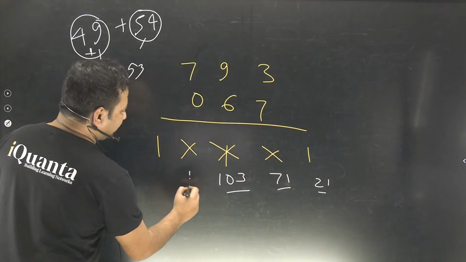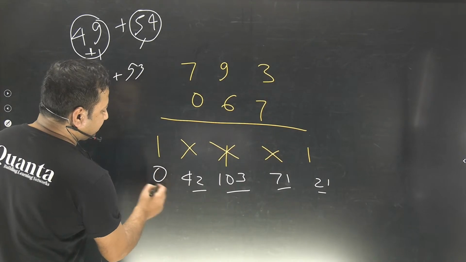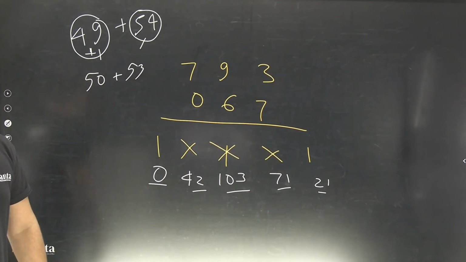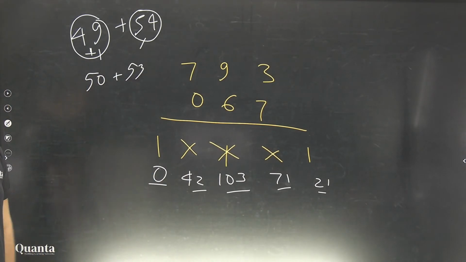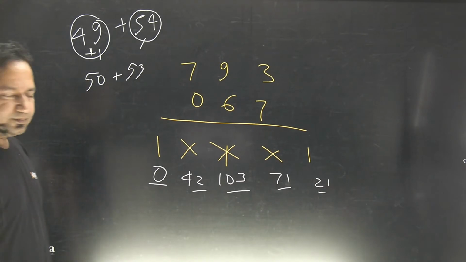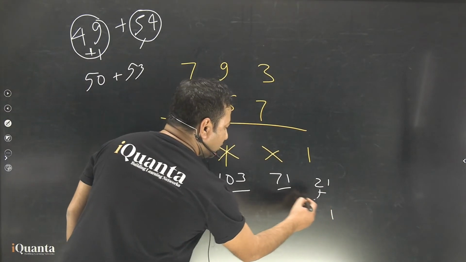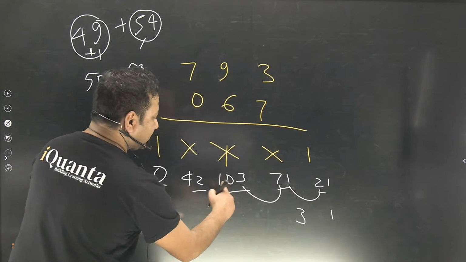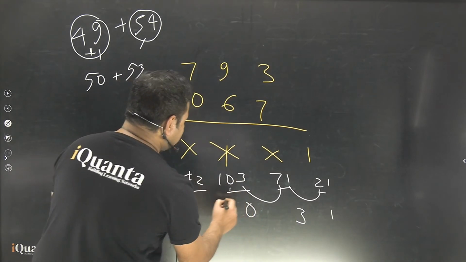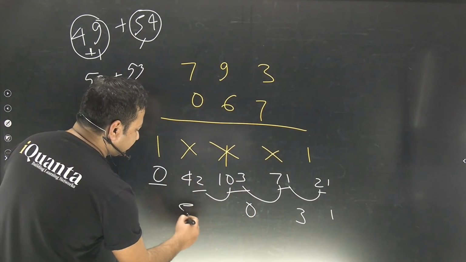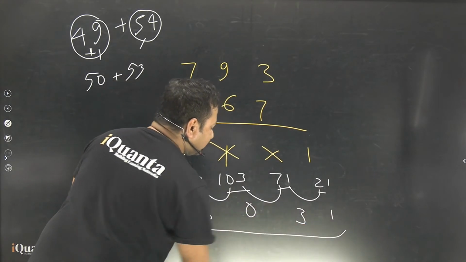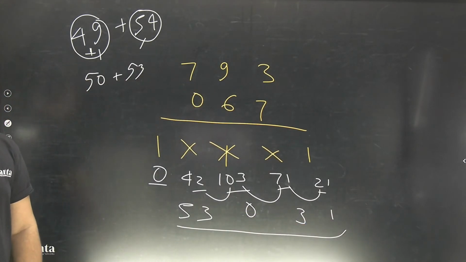7 6s are 42. 7 0s are 0. Same thing, Shweta? Very good. That's the best way. 1 remains, 2 goes here. 3 remains, 7 goes here. 110. 0 remains, 11 goes here. 53. This has to be our answer. All right?